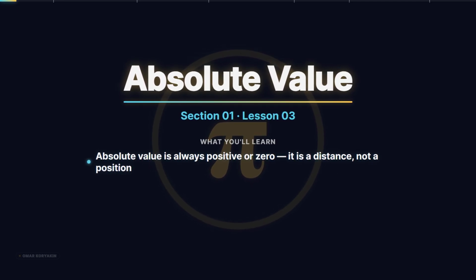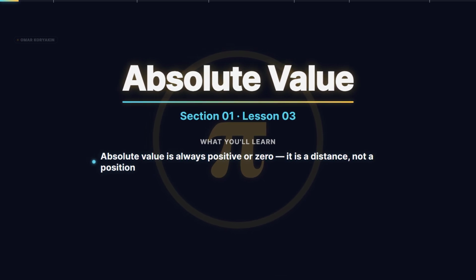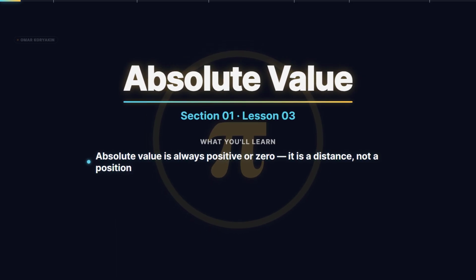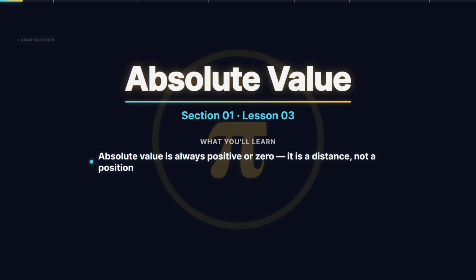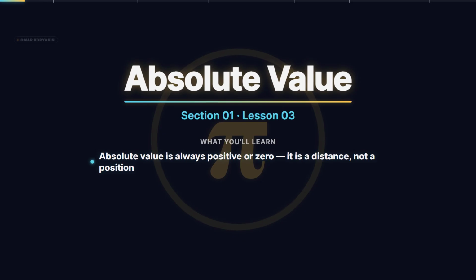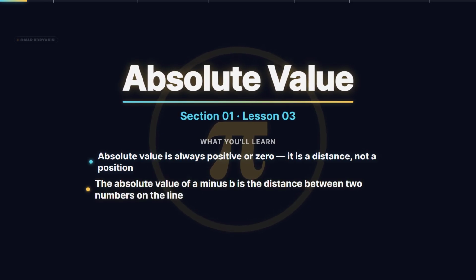First idea on the board: absolute value is always positive or zero. It is never negative. The reason is that absolute value measures a distance, and a distance cannot be negative. The bars do not change the magnitude of the number, they only strip away the sign and leave you with how far that number sits from zero on the number line.